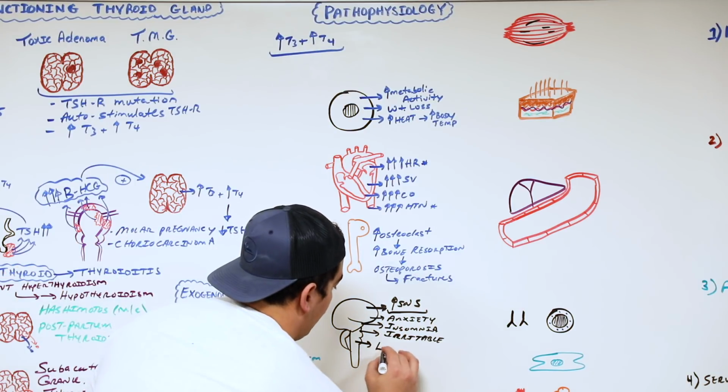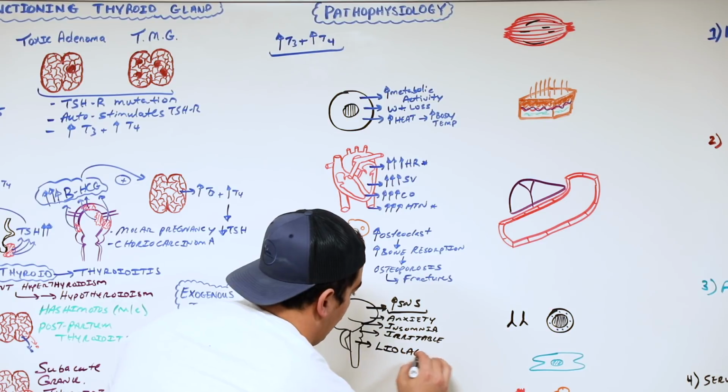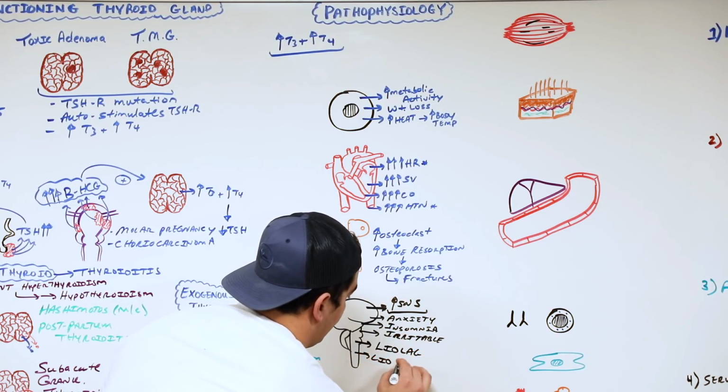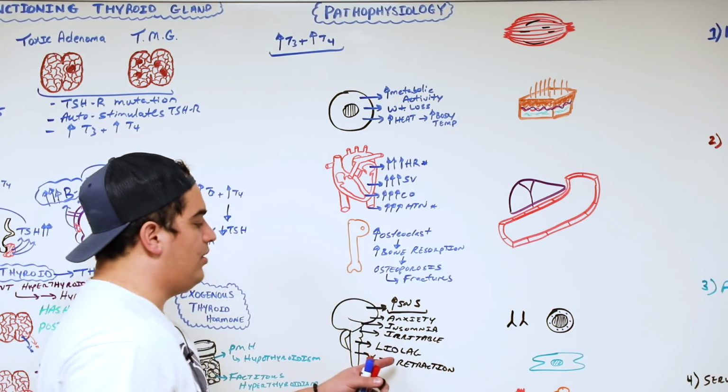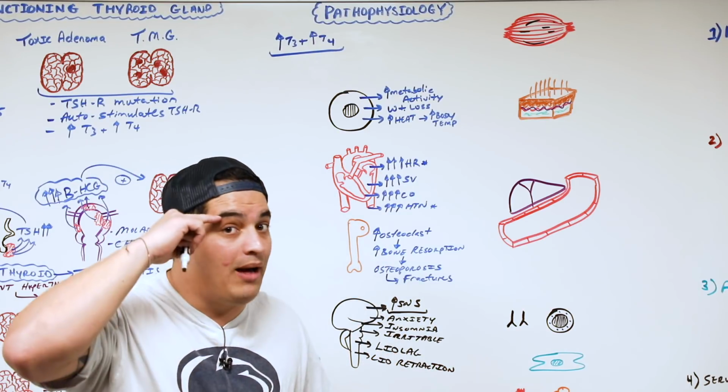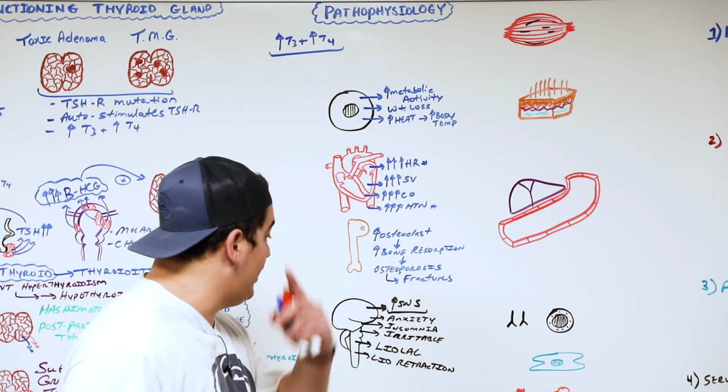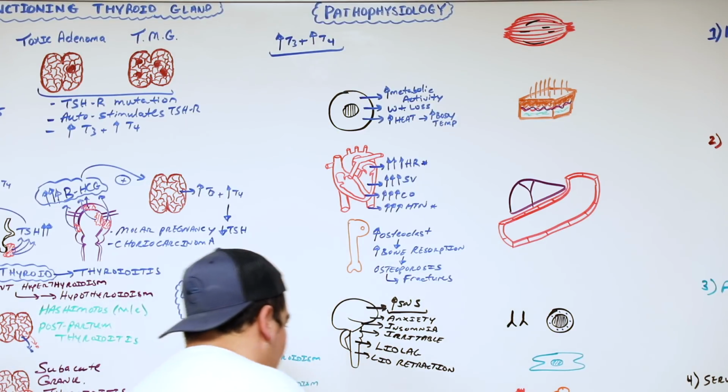So they can develop lid lag and lid retraction. So that's another big thing to be thinking about, and that's due to the increased stimulation to the levator palpebrae superioris, which is sympathetically innervated. Boom, we're on a roll, guys.